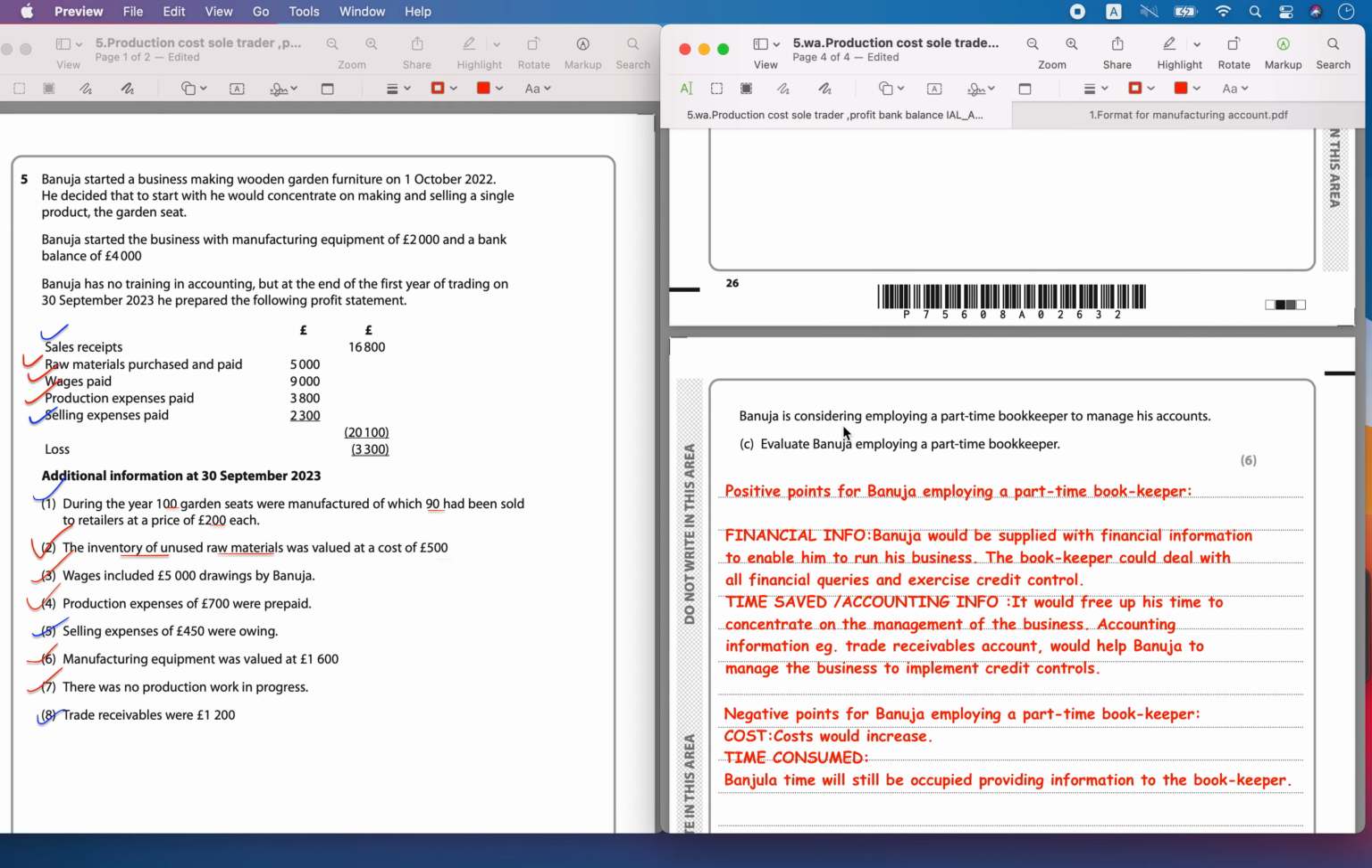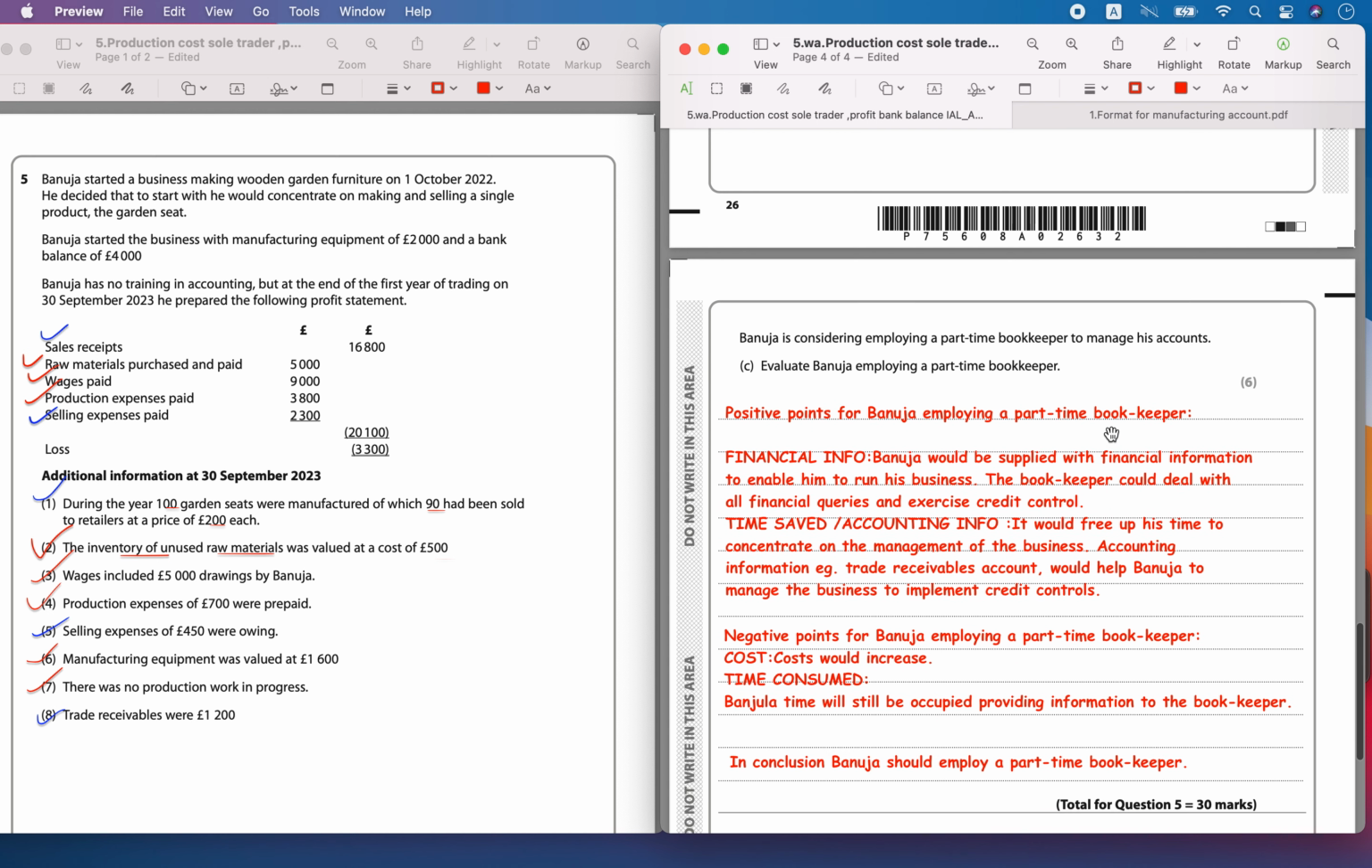Then we have Banuja considering employing a part-time bookkeeper and accountant to manage his accounts. Evaluate Banuja employing a part-time bookkeeper. So what are the positive points if you employ a bookkeeper? You will have two things. One is you will have good financial information and a lot of time can be saved, and you have sufficient accounting information to make a decision.